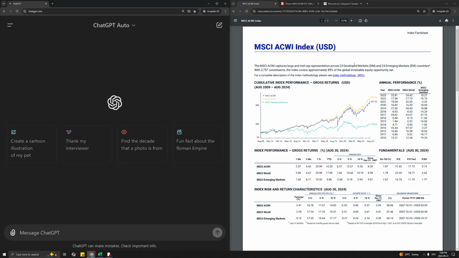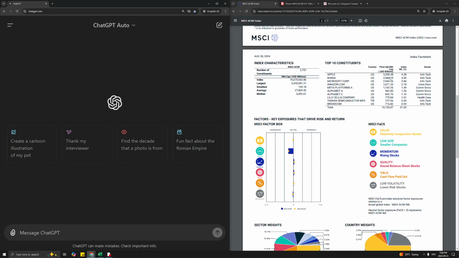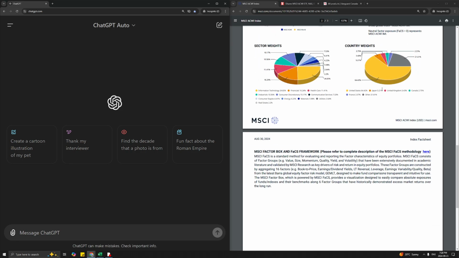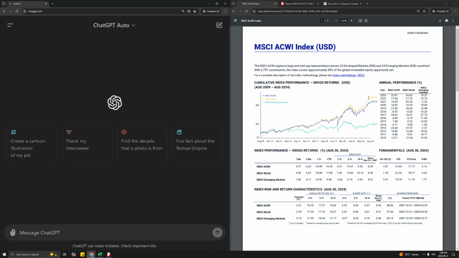So think about the US, think about Canada, think about the UK. That would be what would be in the developed markets. Emerging markets is pretty much the up and comers. So think about Brazil, India, China. But those are the main ones.